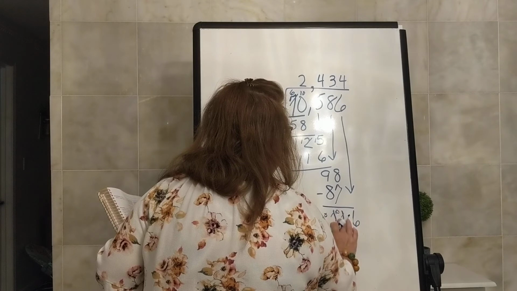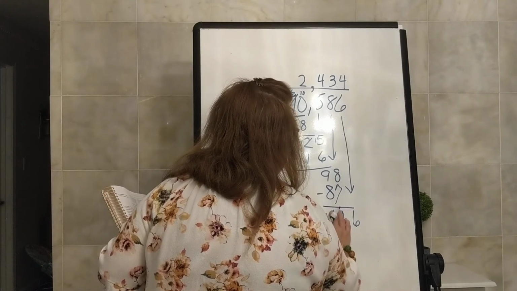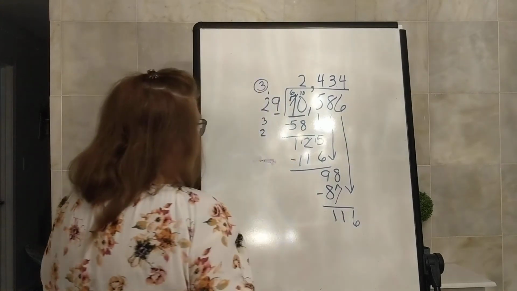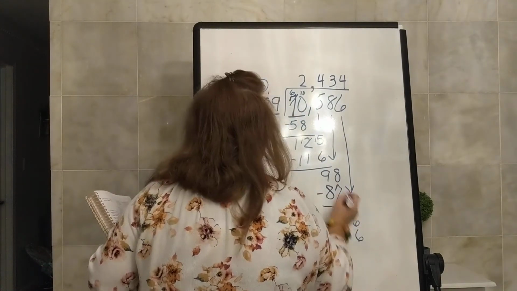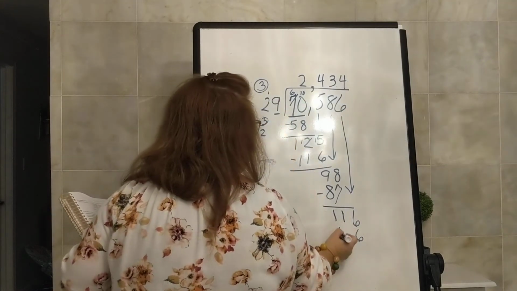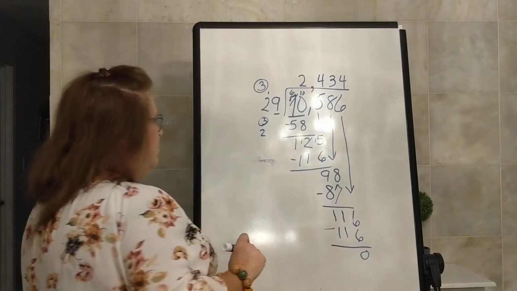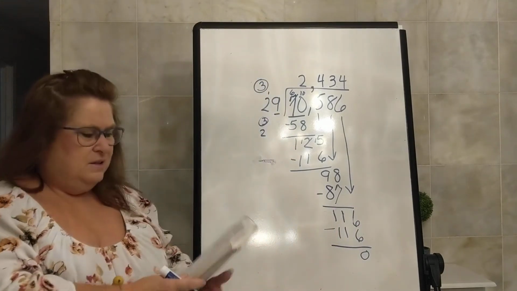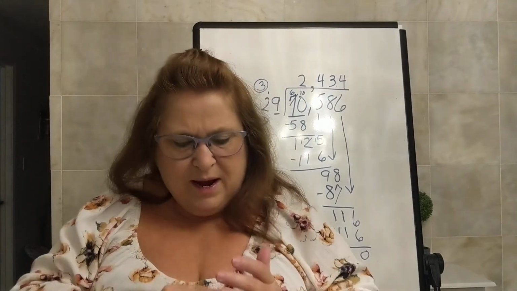Your difference for here should be 116 before we started subtracting that other number. Okay, so we have our 4 up there now. 9 times 4 is 36. Put 6 down, carry a 3. 4 times 2 is 8, plus that 3 is 11. 116 minus 116 is 0. So our answer is 2,434. All right, so y'all will go ahead and complete all the rest of your math sheet.